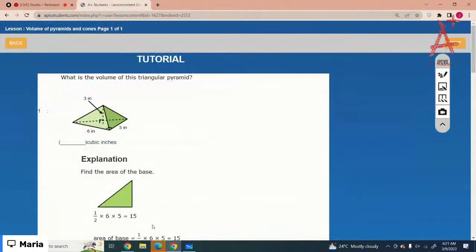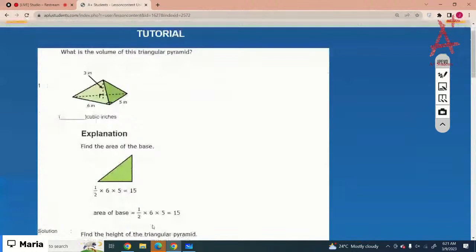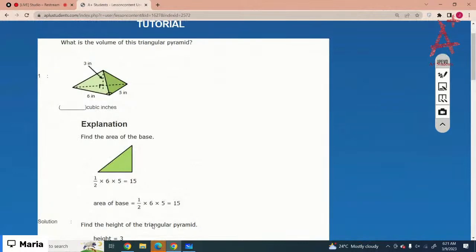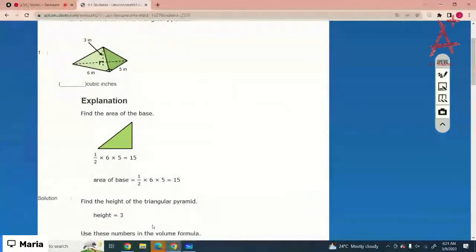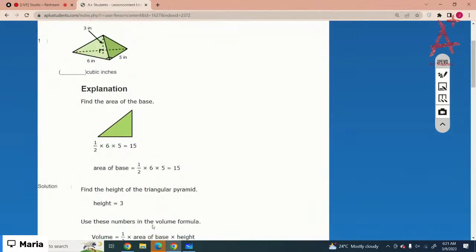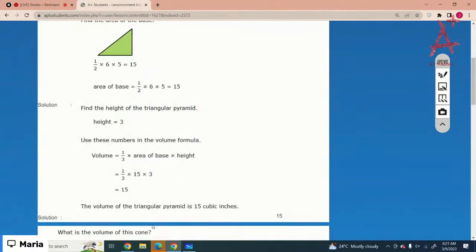Okay, what is the volume of the triangular pyramid? So here is a triangular pyramid. Let's calculate the area of the base. The base is triangular, so area is half times base times height. First, calculate the area of base, that is 15. We are given the height of the triangular pyramid is 3 inches. So now you have to use the formula, that is V equals 1 by 3 times area of base times height. So the area of base we calculated is 15, so it would be 1 by 3 times 15 times 3. Got it?